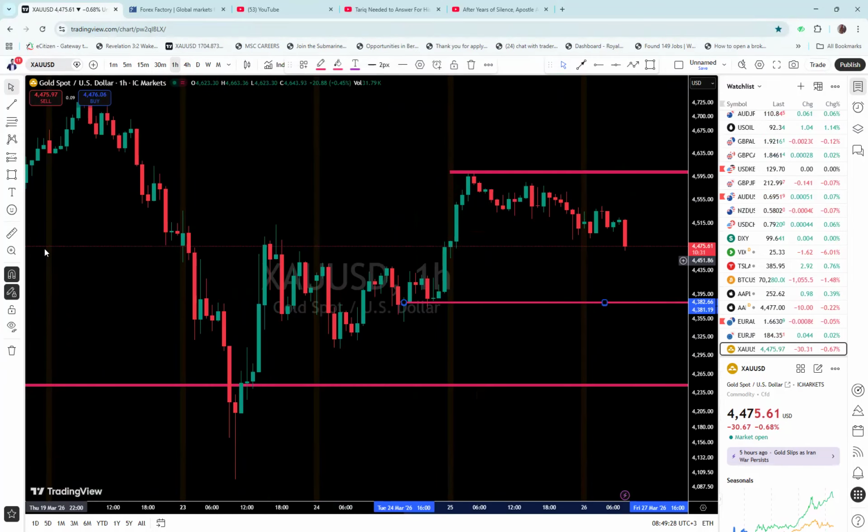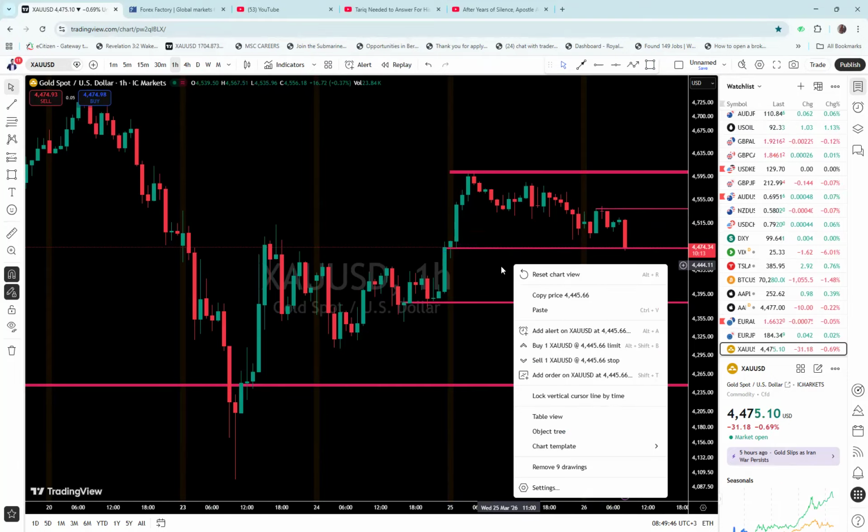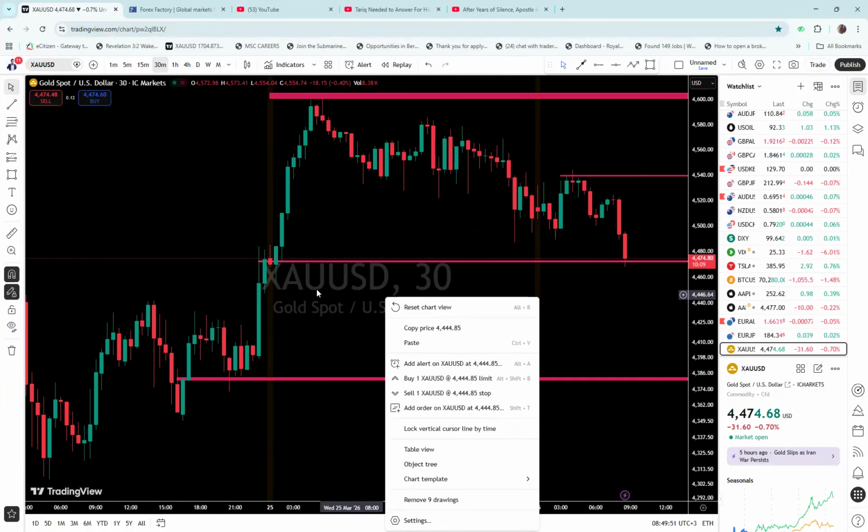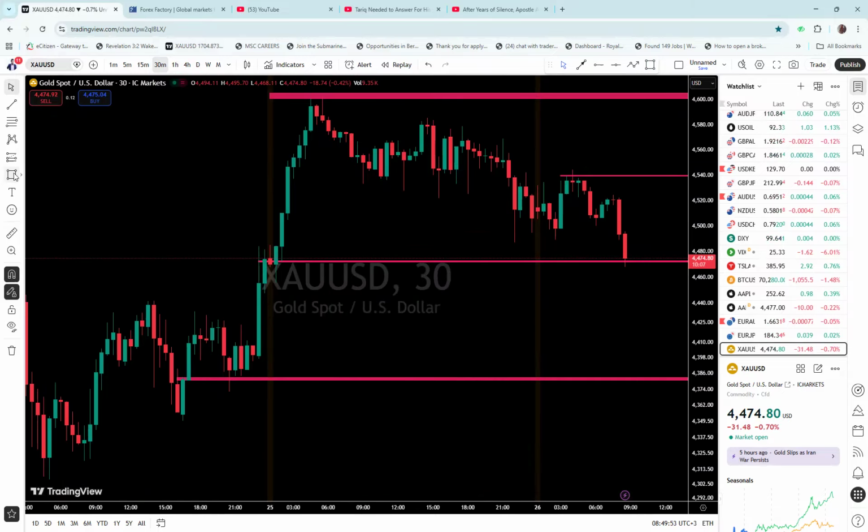1 hour. What we got? We got this high as a 1 hour resistance over here. 1 hour support is right over where the market is right now. That's the 1 hour support, if I'm looking at where the body is over here. So that's where the 1 hour support is. 30 minutes, same. But we have a 30 minutes high over here.